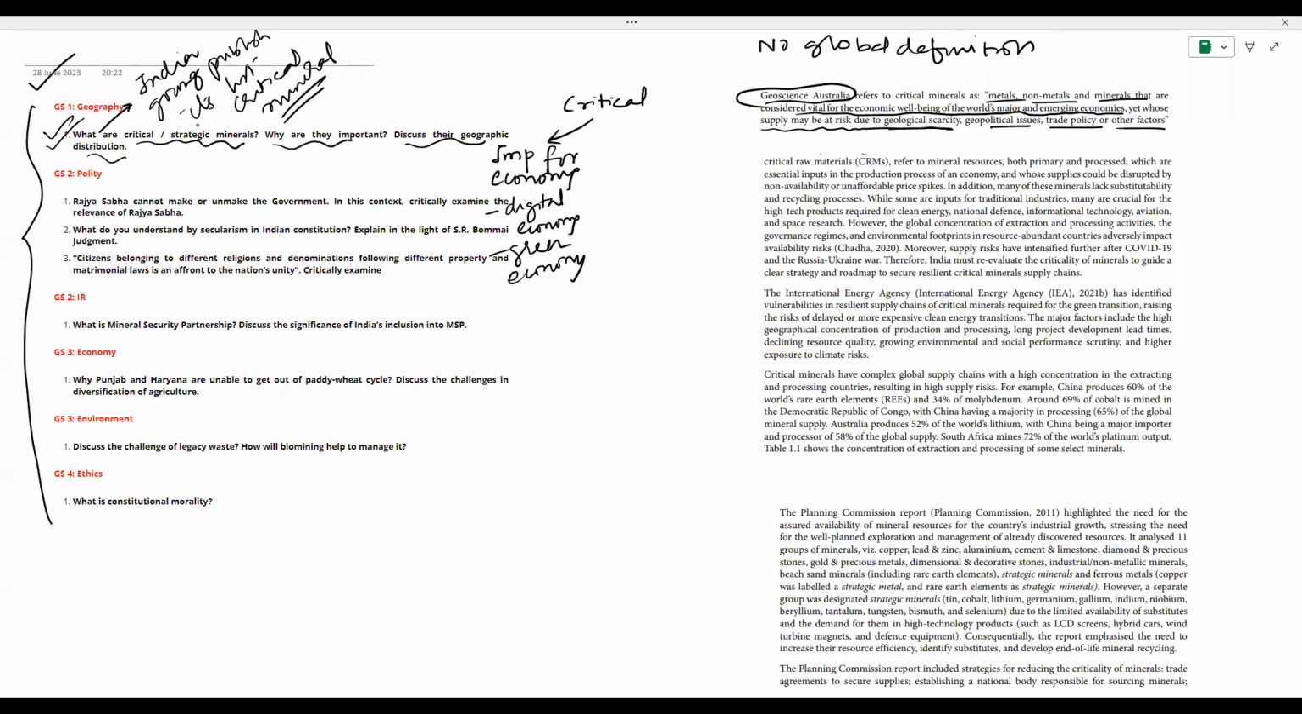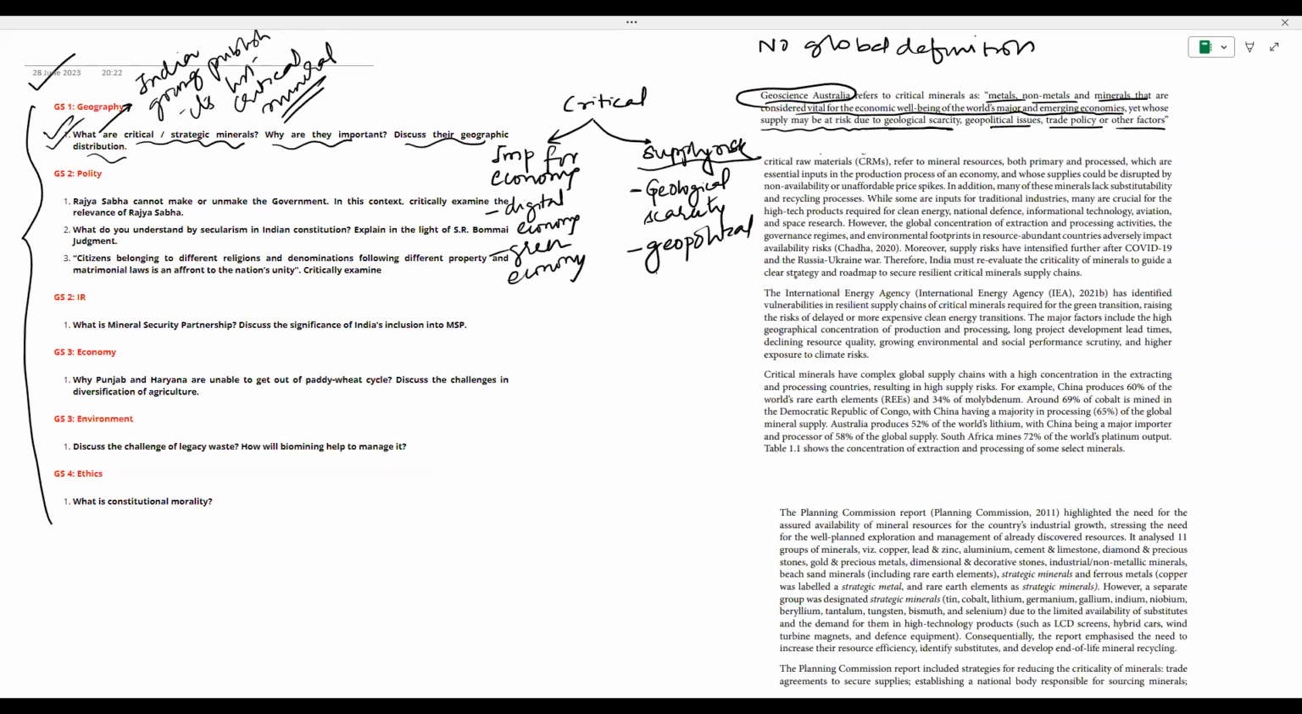And second, there is supply risk. There are three reasons for supply risk: geological scarcity. The major problem is that it is scarce. It is not freely available throughout the world. Some countries have more, and some countries do not have any critical minerals. So that is one. Second is geopolitical issue.